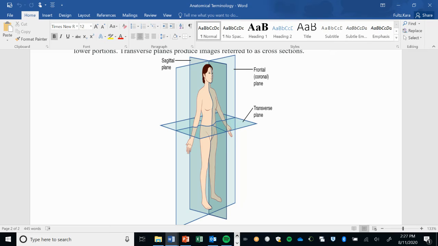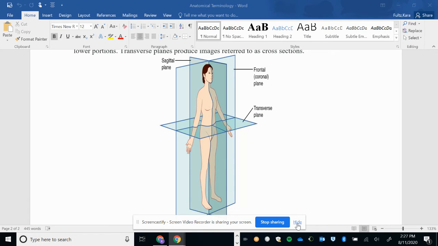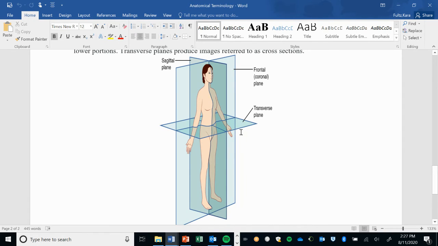Now, just because there is a plane there does not mean that you have to do it in the middle. So you could have a transverse plane at the knees, you could have a transverse plane at the shoulders. So it just tells you which direction the plane is going, not what area it's in.